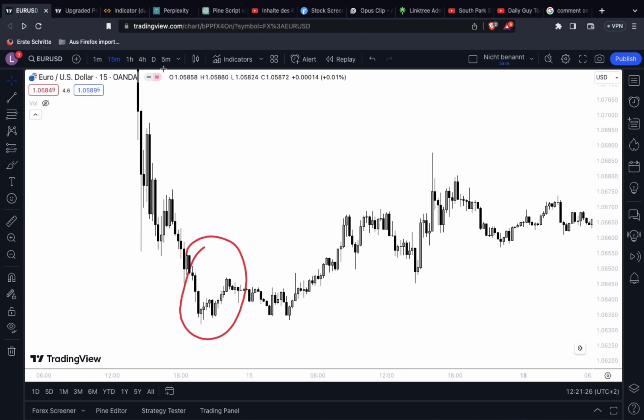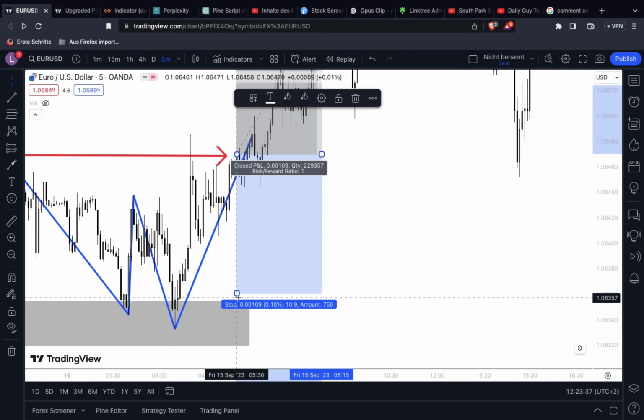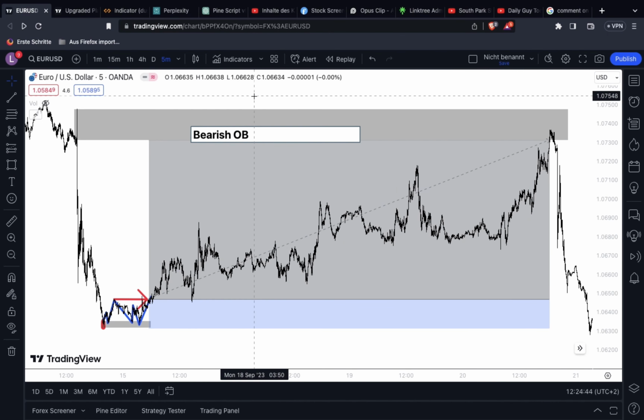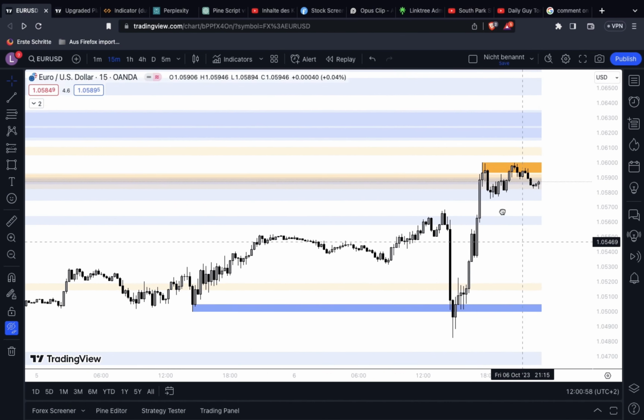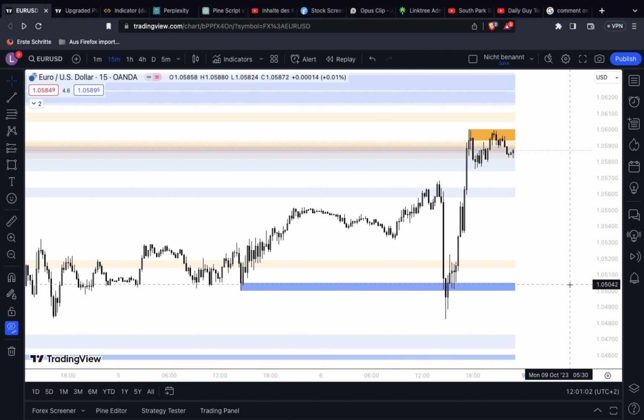Today, I'm going to explain how to spot, analyze, and trade with order blocks, one of the strongest structures in the market, often performing better than simple support and resistance. So let's not waste any time and let's get started.